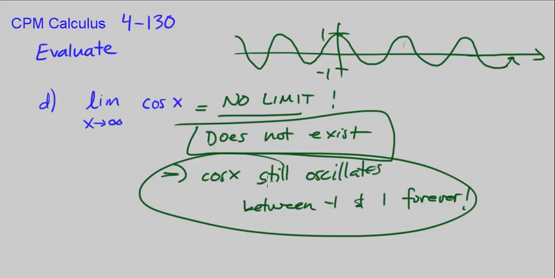So that's all 4 parts. So that ends CPM Calculus Chapter 4, number 130.